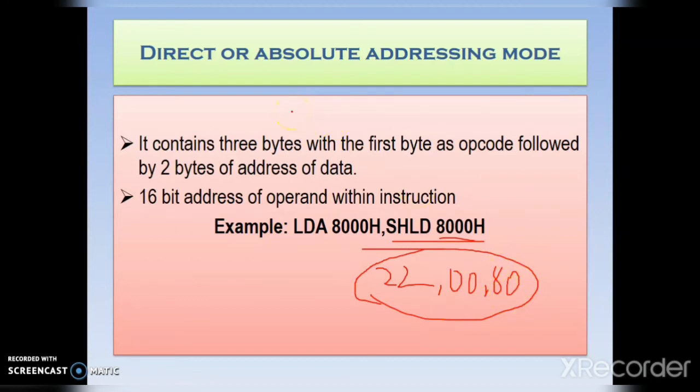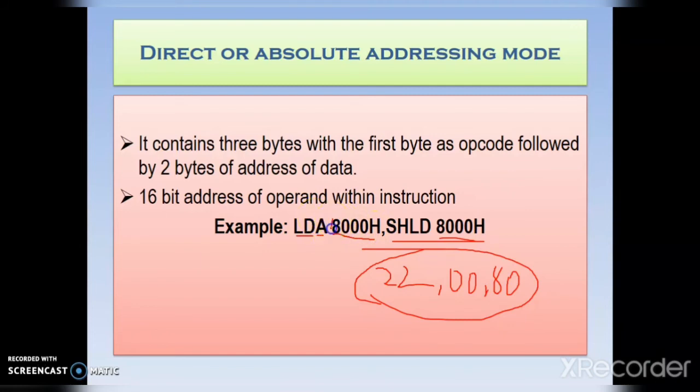So the function of this direct addressing mode is to load the data into the accumulator. That is, it loads the 16-bit address data into the accumulator. So take this example LDA 8000H. In this example, the function is it loads the data from the memory location into the accumulator. Here LD represents load, A represents accumulator, and 8000H is 16-bit address. So it loads the contents of memory location into the accumulator.